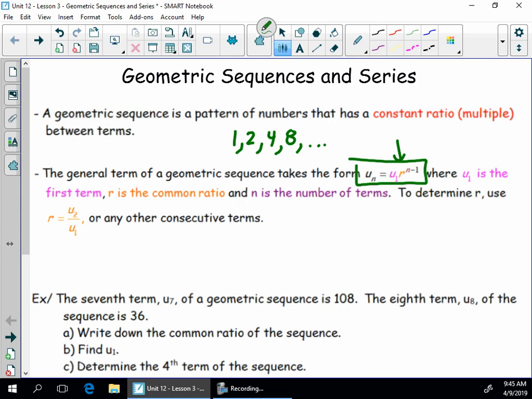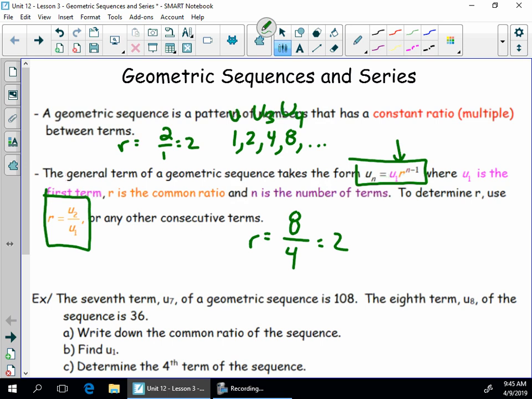To find r, you can always take the second term divided by the first term. So for this example up here, 2 divided by 1, r would be 2, or any other consecutive terms. So if I took 8 divided by 4, it's still 2, right? Any consecutive ones. And always take the bigger term, so term number 4 divided by term number 3, or 3 divided by 2, or 2 divided by 1 will always give you your r value.